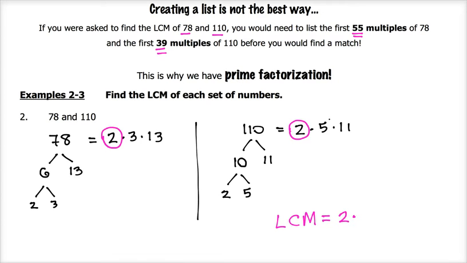They don't share any other factors, okay? So there are no more common factors. So if I were asking you what the GCF is of 78 and 110, well, the GCF would be 2. But the LCM is always going to be the common factor, or the GCF, times all of the unshared factors. So the unshared factors are the ones we have encircled. So that would be 3, 13, 5, and 11. So we're going to multiply all of those unshared factors by the one common factor, which is 2, and that's going to give us our LCM.